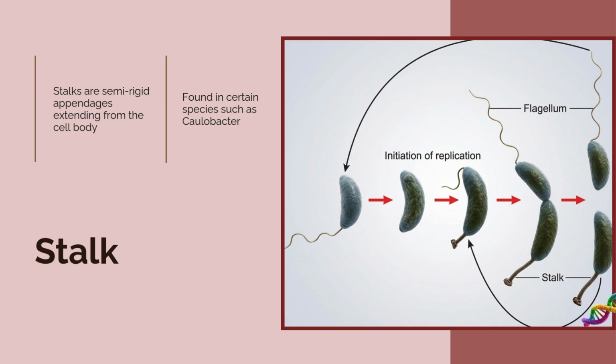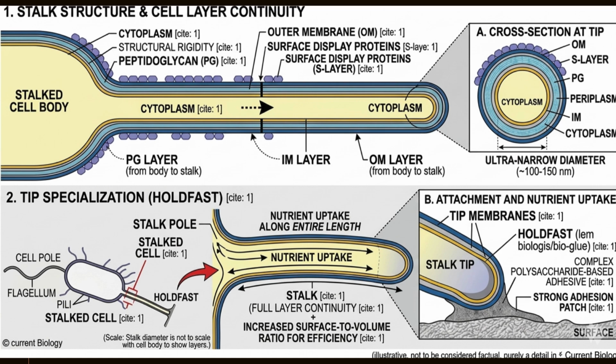Stalks are exhibited by certain species, such as Caulobacter, which develop semi-rigid appendages that extend from the cell body. The distal end of the stalk contains an adhesive substance, often referred to as a holdfast, which enables the bacterium to adhere firmly to solid surfaces. This mechanism is vital for bacteria residing in high-velocity aquatic environments, as it prevents them from being swept away by the current and ensures they remain positioned in nutrient-rich zones.